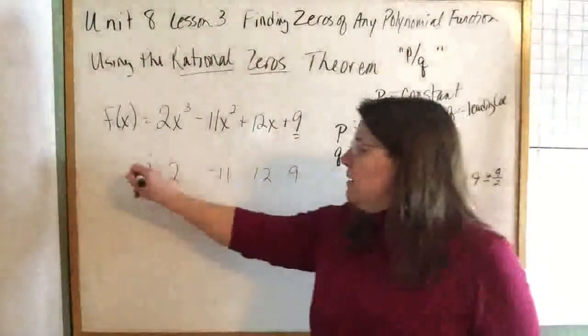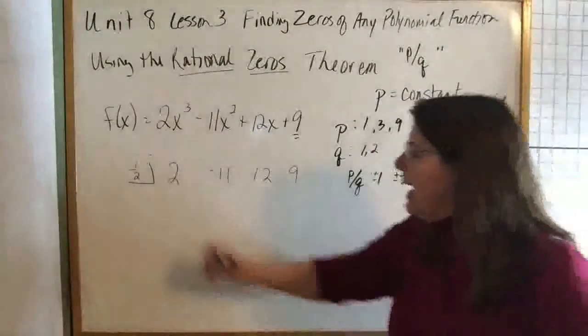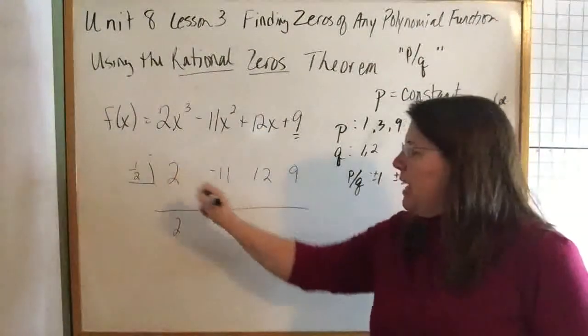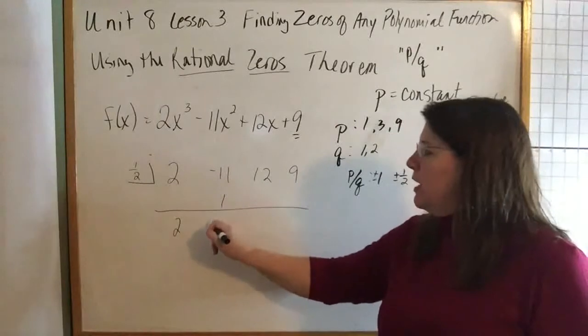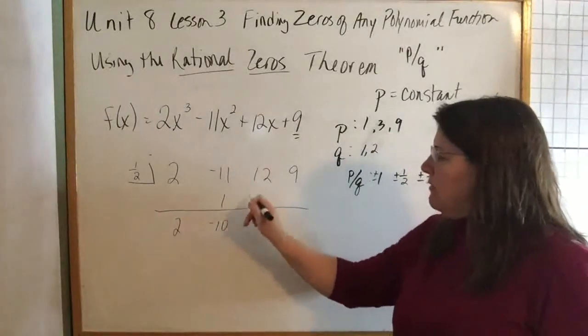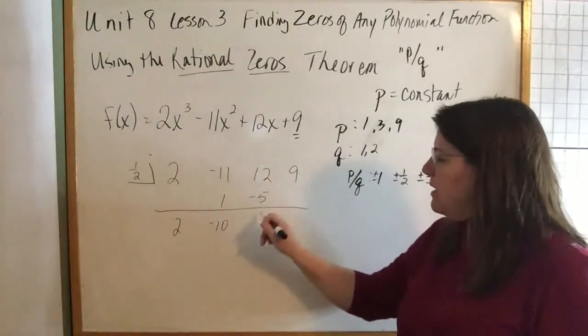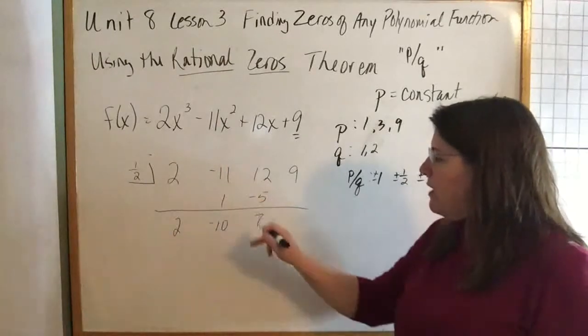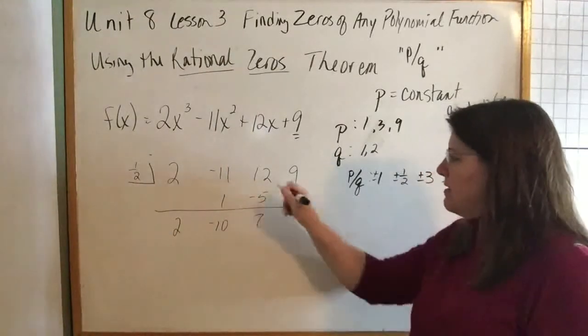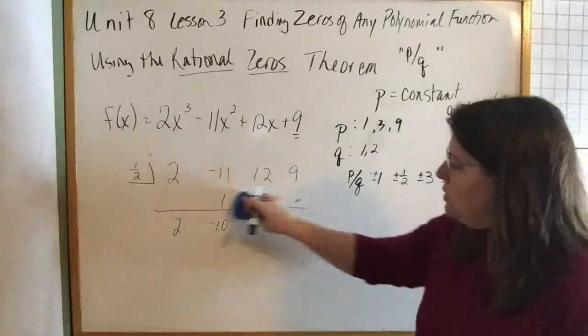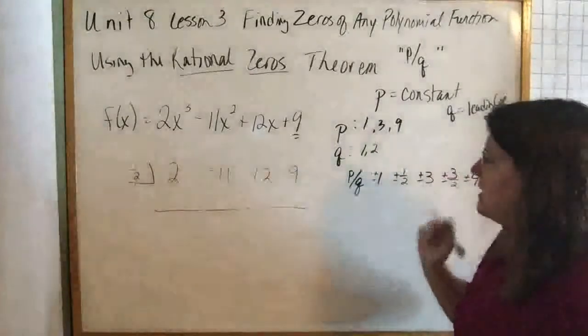Next on the list is 1/2. So I'm going to try 1/2. I bring down the 2. 2 times 1/2 is 1. -11 plus 1 is -10. 1/2 times -10 is -5. 12 plus -5 is 7. 1/2 times 7 is 7/2. That's not 0. It is not going to be a factor. Next on the list is negative 1/2.